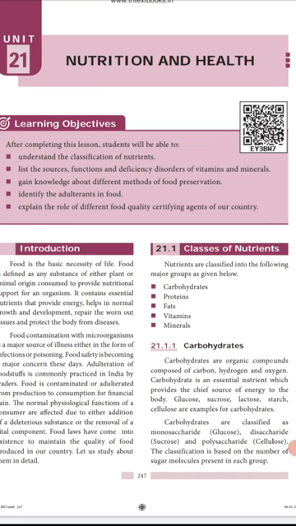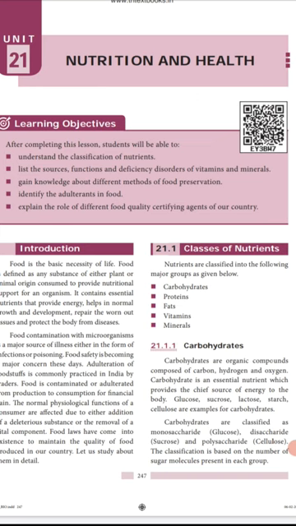Food contamination with microorganisms is a major source of illness. It can form infections and also poisoning effects. So food safety is very important; it is a must. The food laws are followed in our country to maintain the quality of food produced. Okay, children, now we are going to see the classification of nutrients.